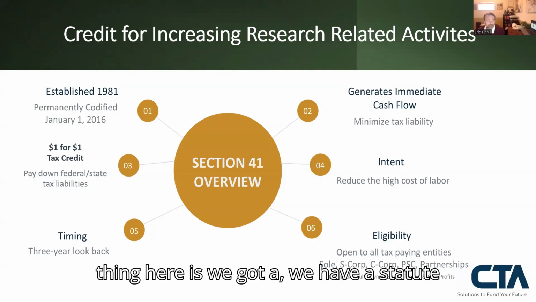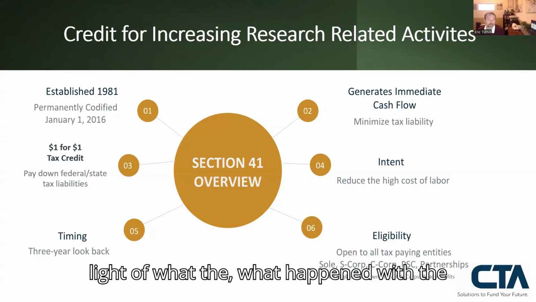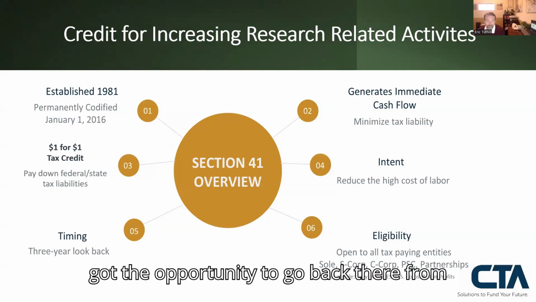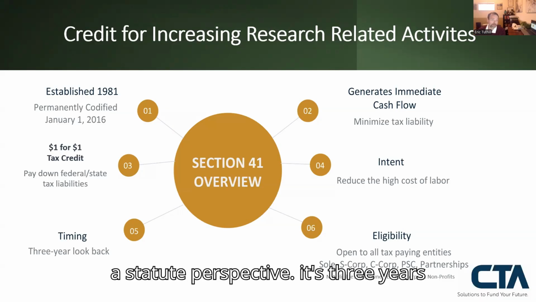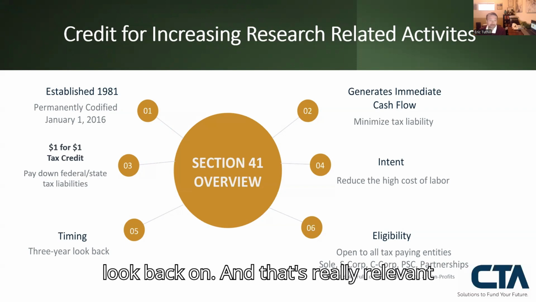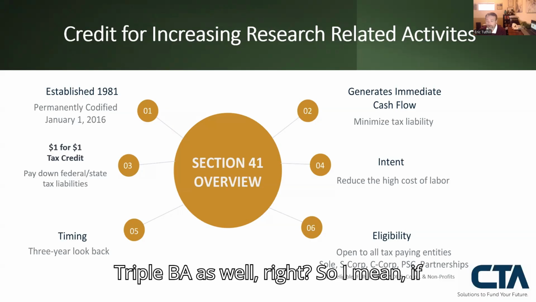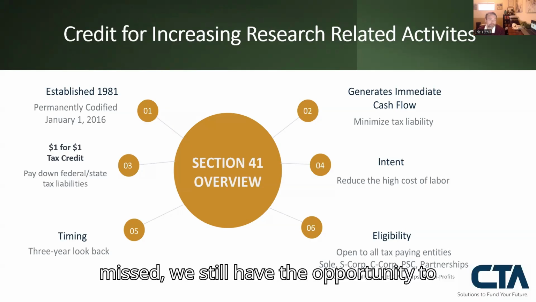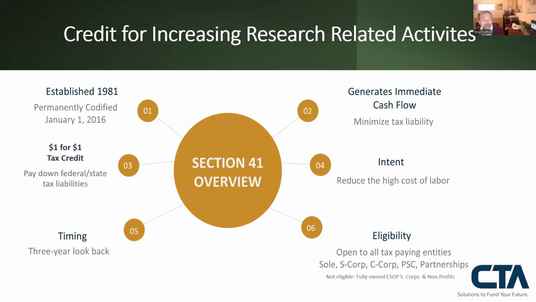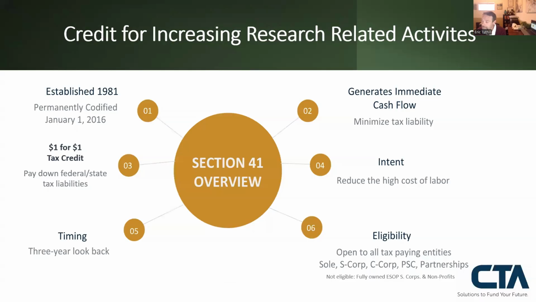The one cool thing here is we have a statute that allows us to go back 3 years. So if we hadn't touched it, especially in light of what happened with the OBBBA, we have the opportunity to go back from a statute perspective. It's 3 years from the filing of that particular tax return that we can do a look back on. And that's really relevant when we look at what happened with the OBBBA as well. If there were opportunities that were missed, we still have the opportunity to go back and grab them, because they made a retroactive treatment specifically to the R&D credit, which is opening the door in a lot of good ways.